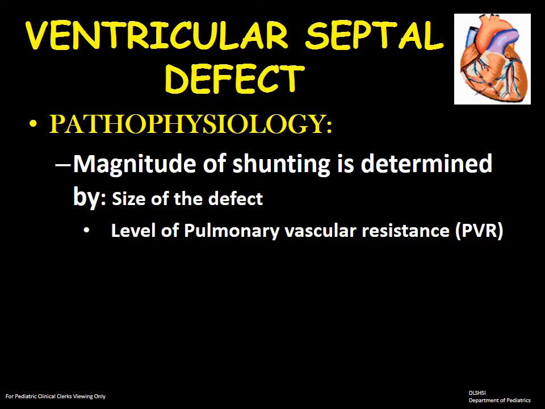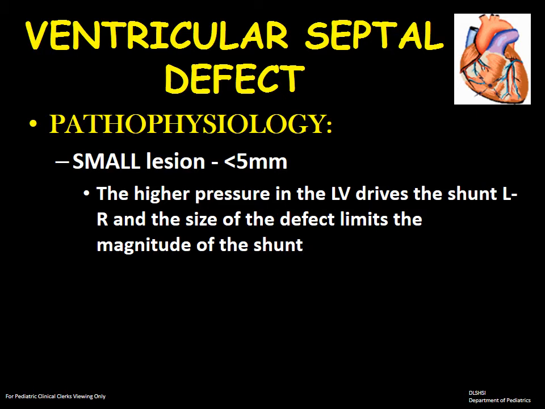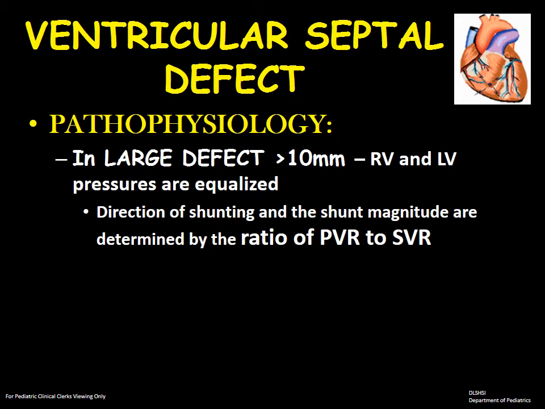For its pathophysiology, the magnitude of shunting is determined by the size of the defect and the level of your pulmonary vascular resistance. For small lesions less than 5 mm, the higher pressure in the left ventricle drives the shunt from left to right, and the size of the defect limits the magnitude of the shunting. In large defects more than 10 mm, the RV and LV pressures are equalized, so the direction of shunting and the shunt magnitude are determined by the ratio of your pulmonary vascular resistance to systemic vascular resistance.